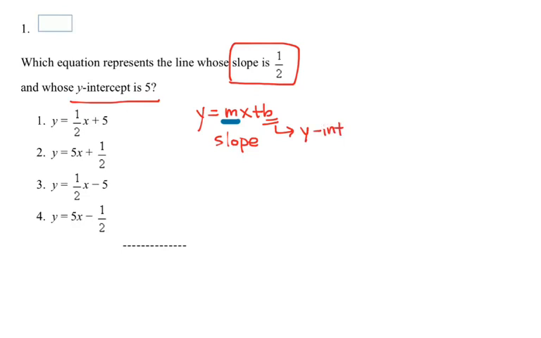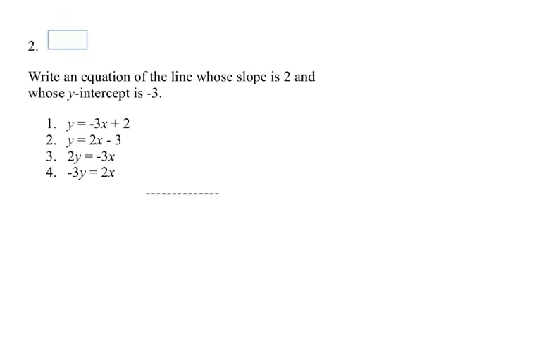So basically what I'm looking for is, in place of m, I have to have 1/2. That means choice 4 is out, choice 2 is out. And the y-intercept has to be 5, so between choice 1 and 3, I realize that the first one should be the answer.